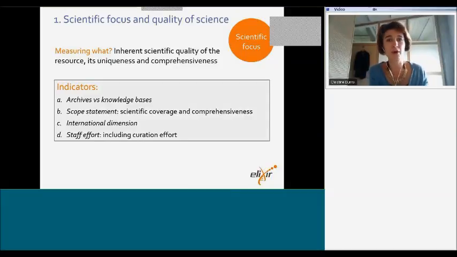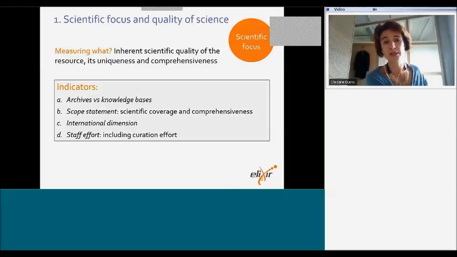So first of all, scientific focus and quality of science. Here we will be describing the scientific quality of the resource. So how unique is the resource, how comprehensive is it? There are a lot of more descriptive indicators here. So first of all, is this an archive? Is this a knowledge base? The statement of the scope: what is the database exactly covering?